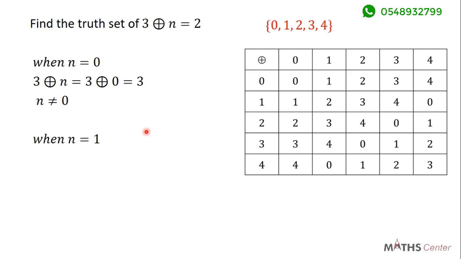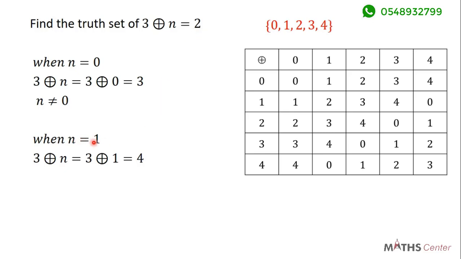Let's move on to the next number in the set, which is 1. So when n is equal to 1. When n is equal to 1, 3 plus n will become 3 plus 1. From the table, 3 plus 1 will give us 4. We know that from our equation, 3 plus n is equal to 2.